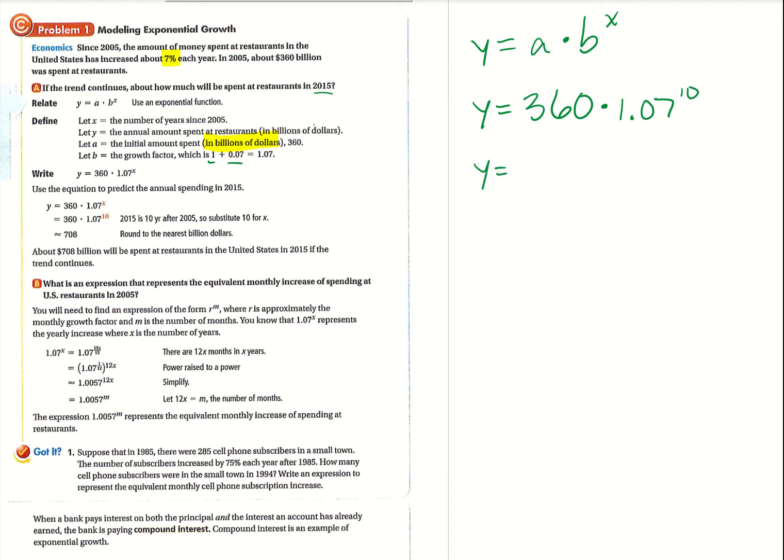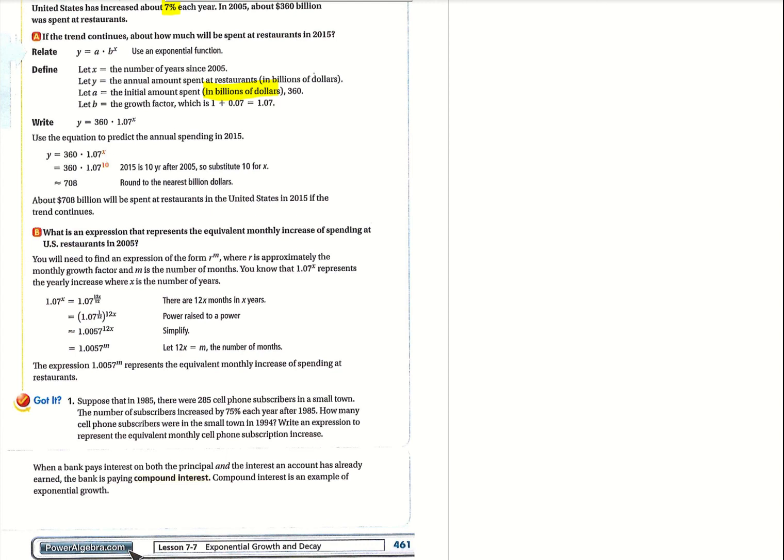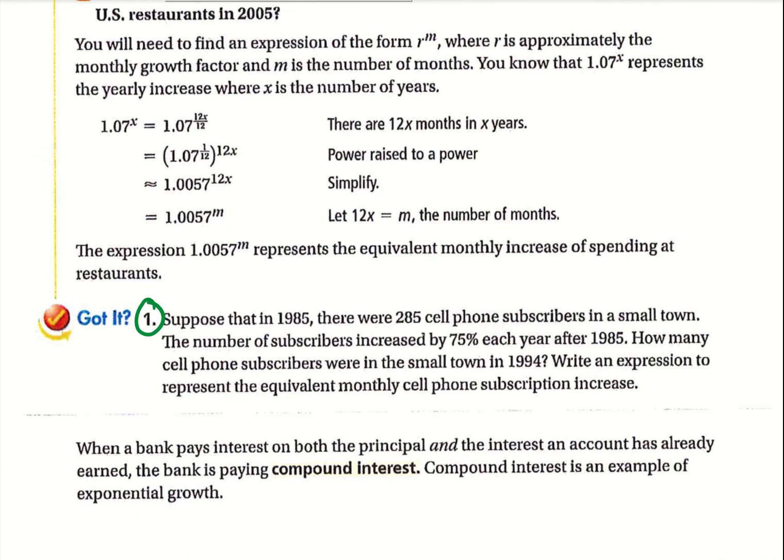So we can go ahead and just type that into your calculator. When you do that, you should get around 708, so that would be $708 billion. And that is it for problem 1, part A. If you've got a good grip on that problem, go ahead and go through got it problem 1 right here. Do that one on your own, pause the video, see if you can get it, and then after that, we will go ahead and move on.